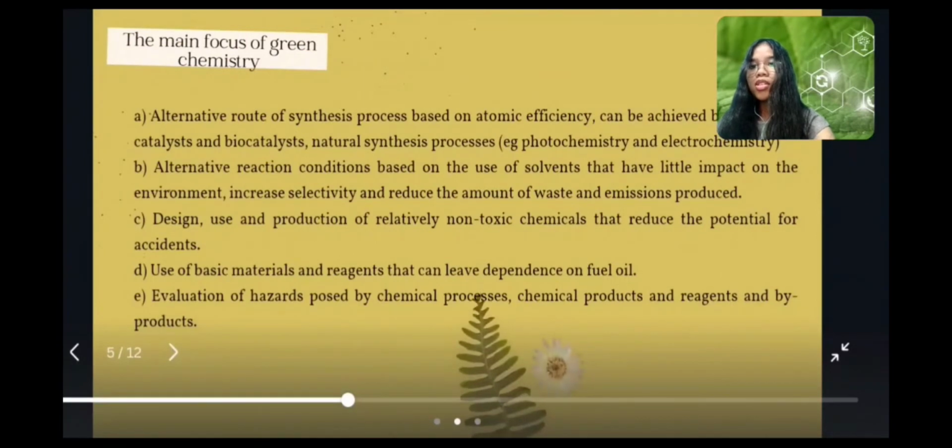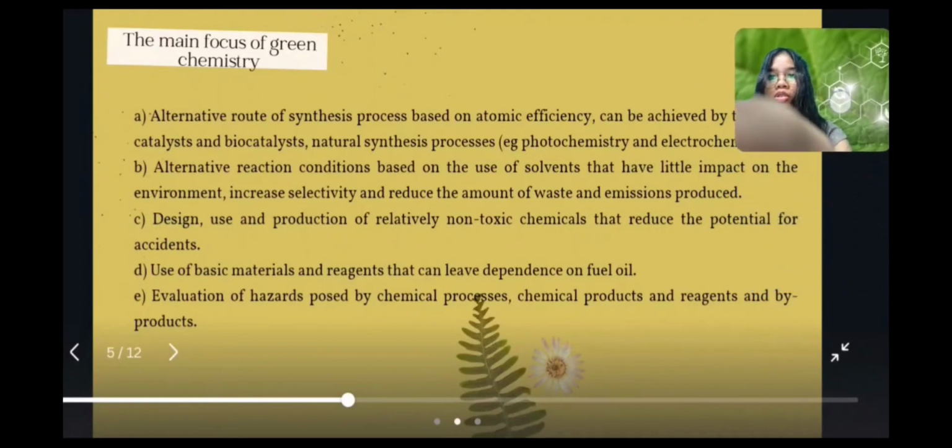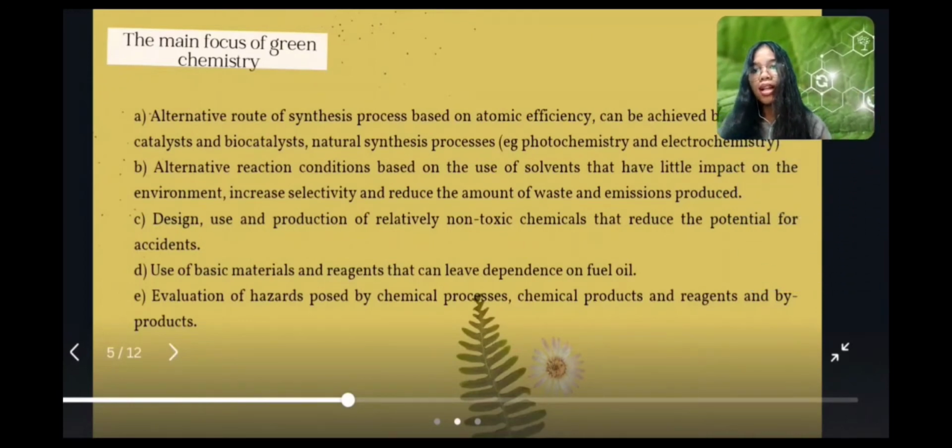The main focus of green chemistry: A. Alternative routes of synthesis based on atom efficiency, which can be achieved by the use of catalysts and biocatalysts, and natural synthesis processes. B. Alternative reaction conditions based on the use of solvents that have little impact on the environment, increase selectivity, and reduce the amount of waste and emission products.